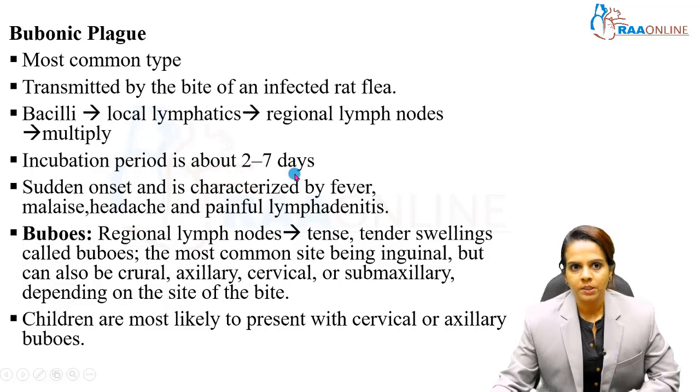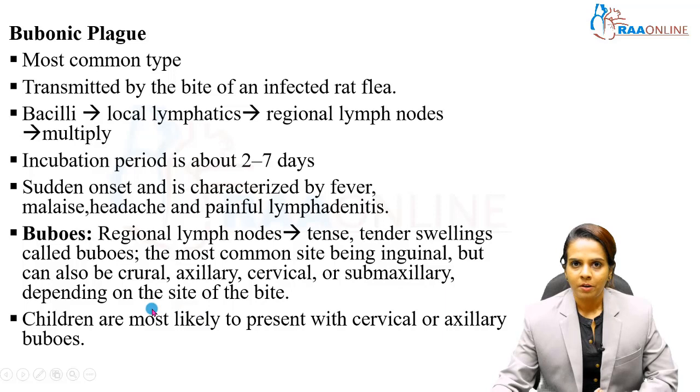And the clinical features: the onset is sudden and is characterized by fever, headache, malaise and painful lymphadenitis. And buboes, you should know what a bubo is. This is nothing but the regional lymph nodes which appear as red, tense and tender swellings. Usually the most common site is the inguinal region, but it can also be the crural area, axillary below the armpits, cervical and or submaxillary depending on the site of the bite. Usually the affected area is the inguinal region, and children are most likely to present with cervical or axillary buboes.